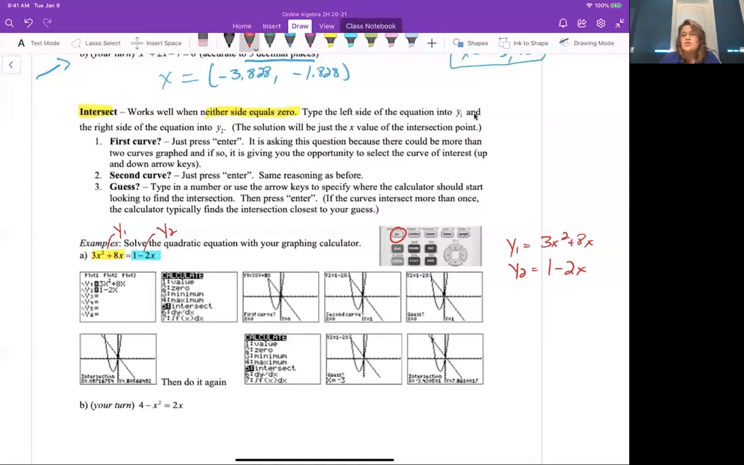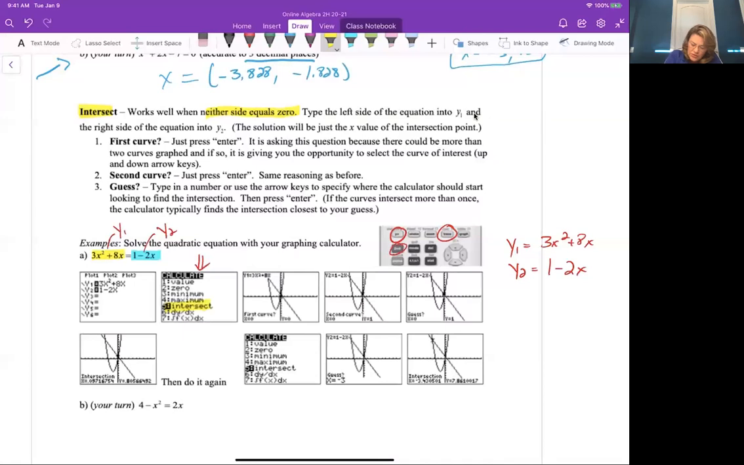Now I have 2 equations. And then what we're going to do is go again to second function trace, which will get me to the calculate option, which will give me this screen right here. And we're going to actually find where those 2 curves intersect. Okay, where are the values of x such that those 2 equations are equal to one another? That occurs when they intersect.